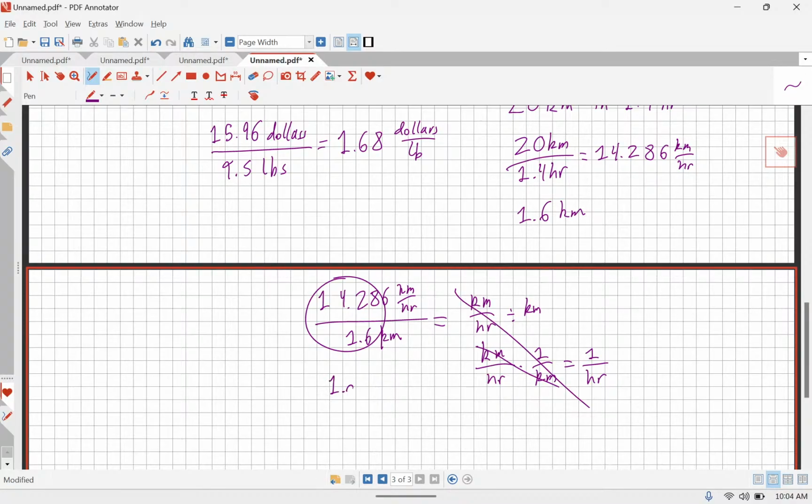What if we do it the other way? 1.6 kilometers divided by 14.286 kilometers per hour. That would make it kilometers divided by kilometers per hour. Keep, change, flip. Hey, there you go. That would turn that into hours. I love it. What's 1.6 divided by 14.286? Go ahead and jam that in there, Calvin. See what you got for me. Jam it in there, so we'll get an approximate number of hours.